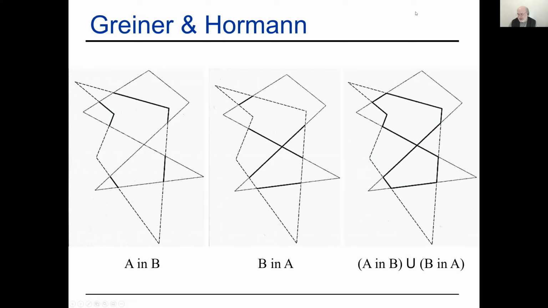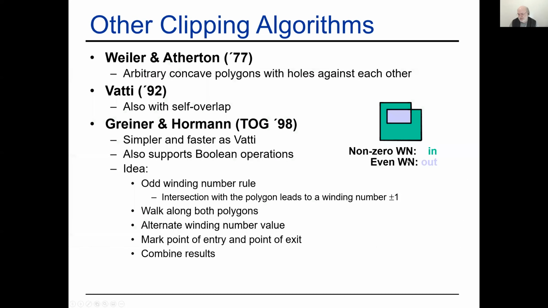So you do create a closed polygon again, but you can do even more complex operations. The idea here is that this odd winding number rule is being used because each intersection of one polygon with respect to the other polygon changes that winding number by plus or minus one, depending on whether you're entering or leaving. And so you can simply walk along one of the polygons with respect to the other one.